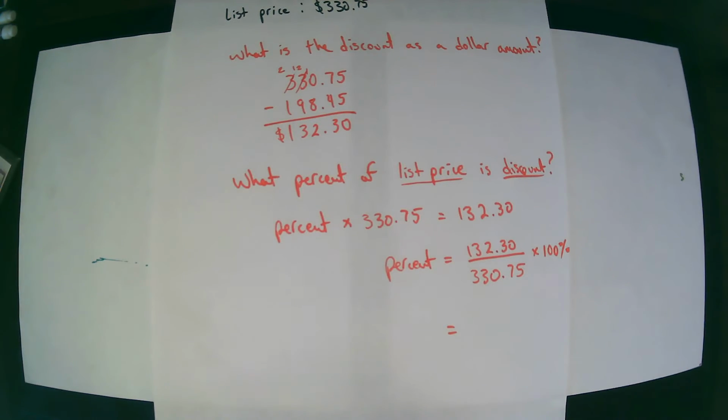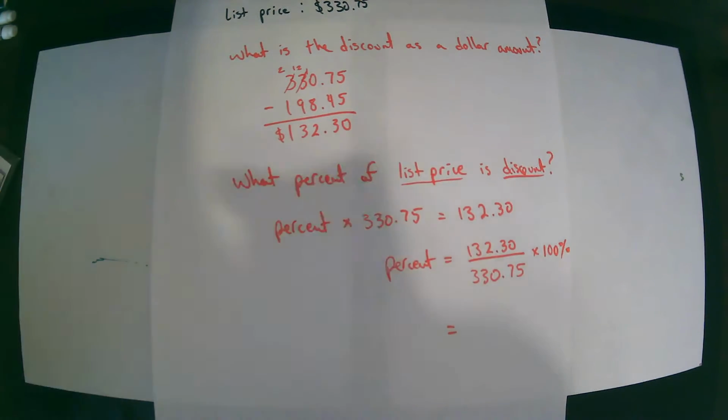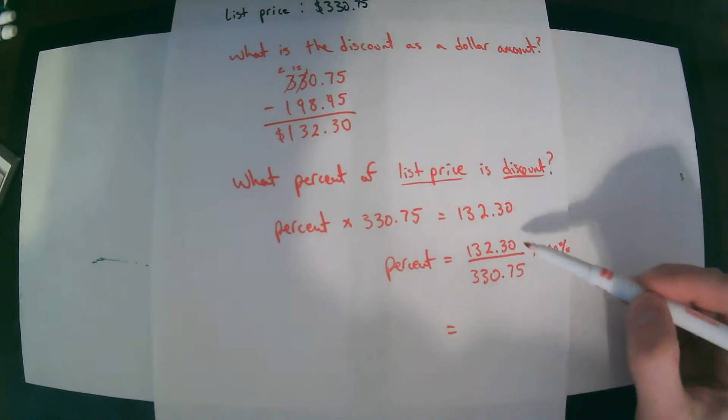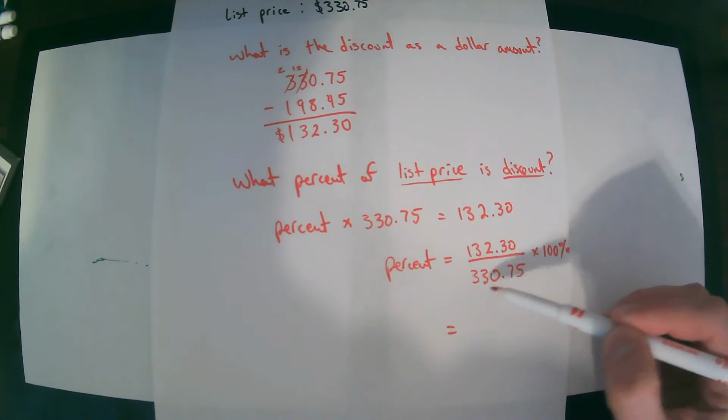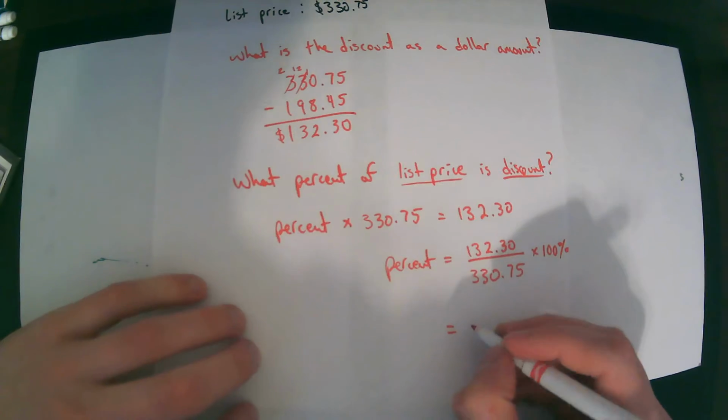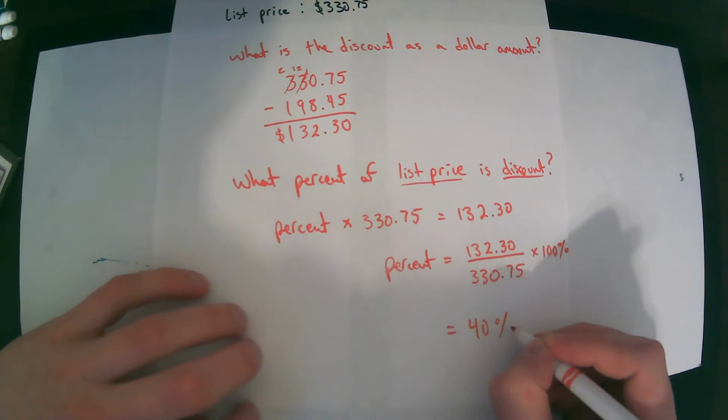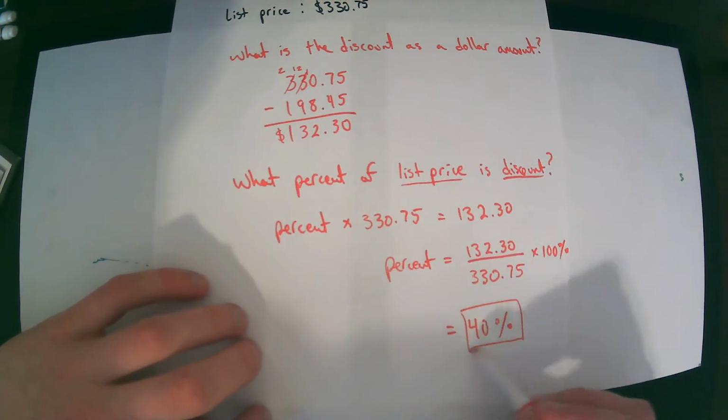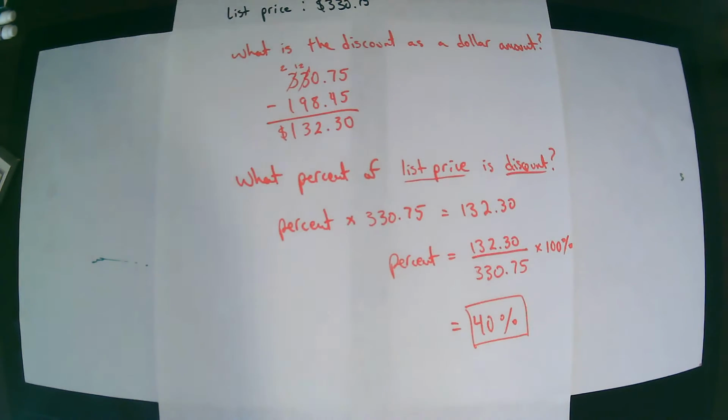So pop that into the calculator. Well, the book already did it for me. I'm getting 0.4 from this quotient here. Then times 100% gives me 40%. There's my discount.